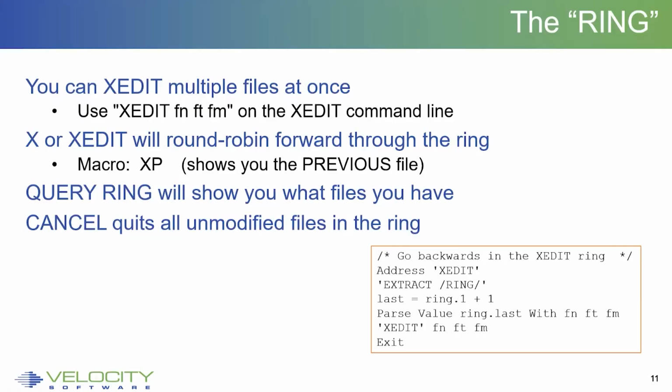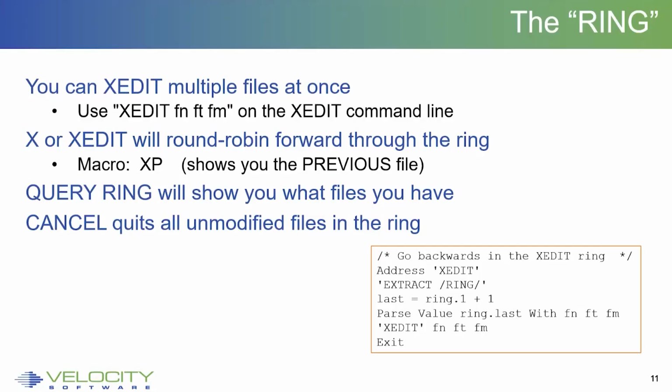Now you can use XEdit to edit multiple files at once. So you can XEdit some file, XEdit file name, file type, file mode, and add, while you're in XEdit, the XEdit command on the XEdit command line. So you can XEdit another file on the command line. So you can round robin through the ring of files using X by itself again. So just typing X will take you to the next file in that XEdit ring.